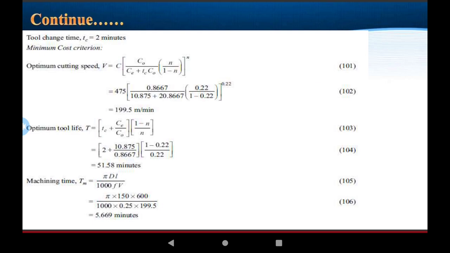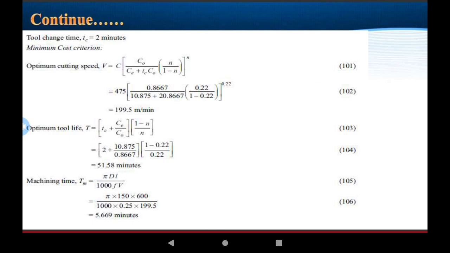Find out the value of optimum tool life T. The formula is T equals (C0 plus CE) upon C0, times (1 minus n) upon n. Putting the value of C0, the change of tool time, 2, plus CE, the overhead cost, 10.875, upon C0, which is 0.8667 cost, times (1 minus n) upon n, with n equal to 0.22.